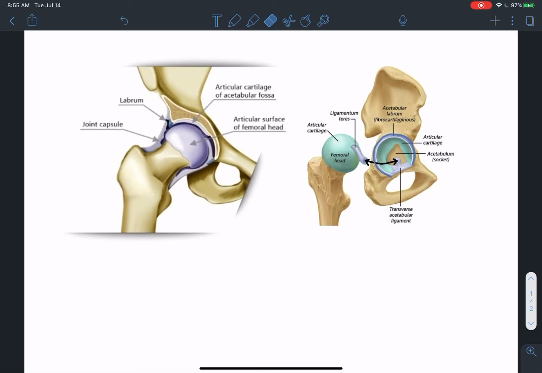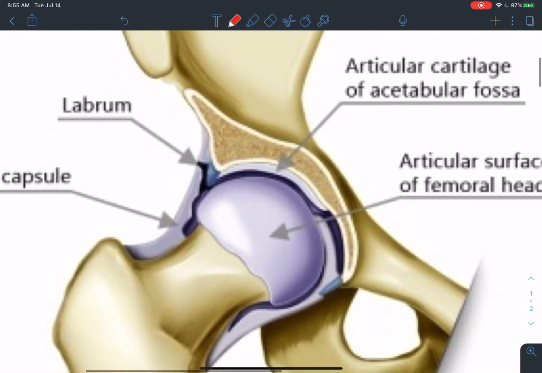So let's start off by real quickly looking at the anatomy. When I blow up this image here, you'll see that the capsule actually goes past the labrum. So this part here is the labrum, and the capsule runs past that. And that becomes important when we look at movement, or specifically the FABER test.